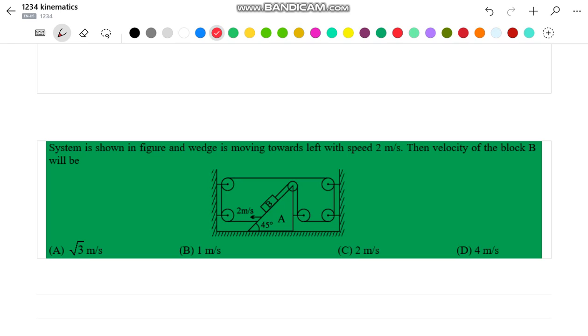Hello friends, in this video we will discuss a problem which is related to the concept of constraints in kinematics. So in the given problem, a system which is shown in the diagram has a wedge A which is moving towards left with a speed of 2 meter per second, and we have to find the speed of block B.